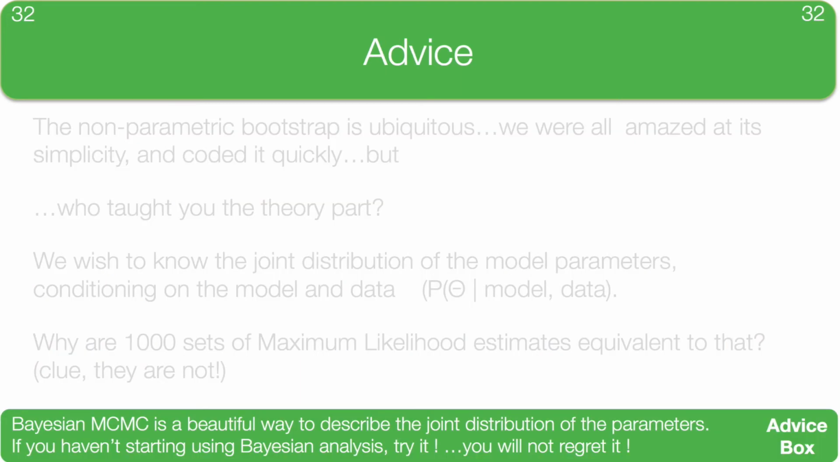So the advice, I would say, I'm now a fully paid up Bayesian, so I'd say Bayesian Markov chain Monte Carlo is a beautiful way to describe the joint distribution of the parameters. I think if you haven't started using Bayesian analysis, I would encourage you to try it. I really don't think you'll regret it. I started using Bayesian MCMC 5 years ago, and I really can't see myself going back for any final models now.